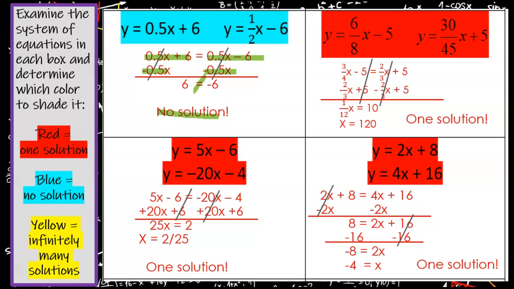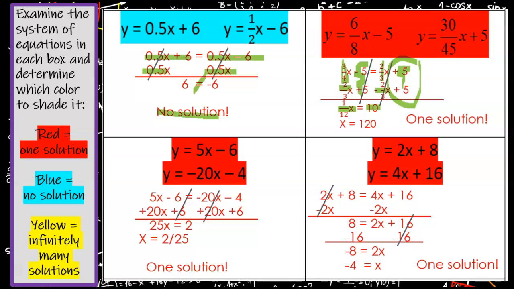3/8x minus 5 is equal to 2/3 x plus 5. So I went ahead and simplified these fractions here just to kind of make our lives a little bit easier. Then I subtracted 2/3 x on both sides. So that would leave us with 1/12 x is equal to, I also went ahead and added 5 on both sides. So negative 5 plus 5 cancels on the left, but what you do to one side, you have to do to the other. So 5 plus 5 is equal to 10. So 1/12 x is equal to 10.